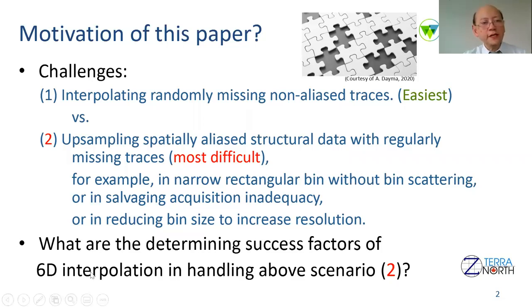2. Upsampling spatially aliased structural data with regular missing traces. It's the most difficult situation. For example, in narrow rectangular bins without bin scattering, or in slim acquisitions. What are the determining success factors of 6D interpolation in handling the above scenario 2?